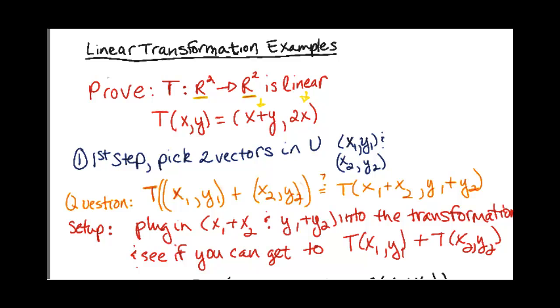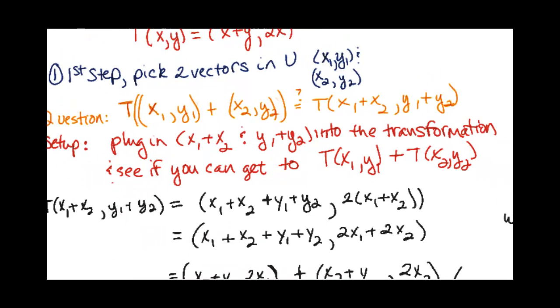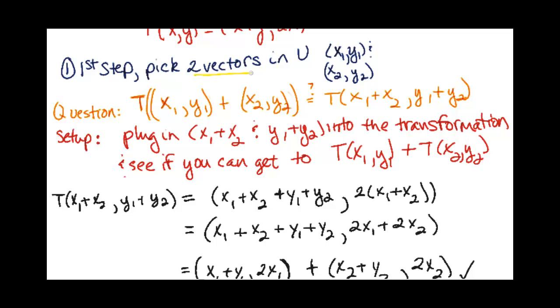Alright? So what is the first step? Well, we pick vectors randomly, x1 and y1, x2 and y2, both in vector space U, or the domain. And we need to ask the question, is it preserved under addition? If I do the transformation of each one added together, will it still equal the individual transformations added? So in that case, what you do is you plug in your x1 plus x2 and y1 plus y2 into the transformation, and see if you can get the individual transformations out of the ones that were plugged in unified.